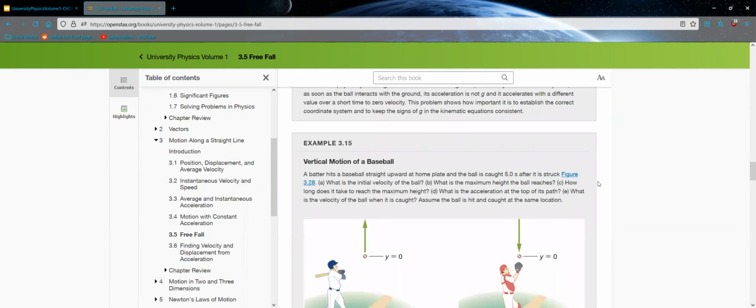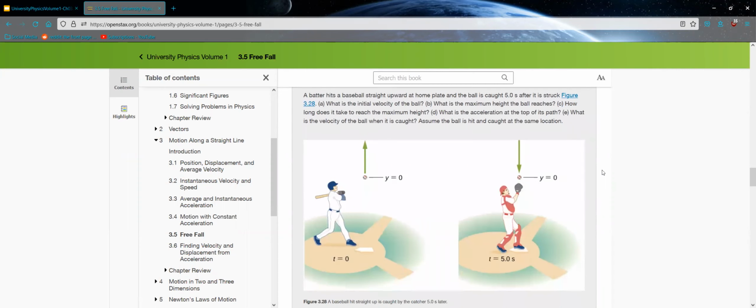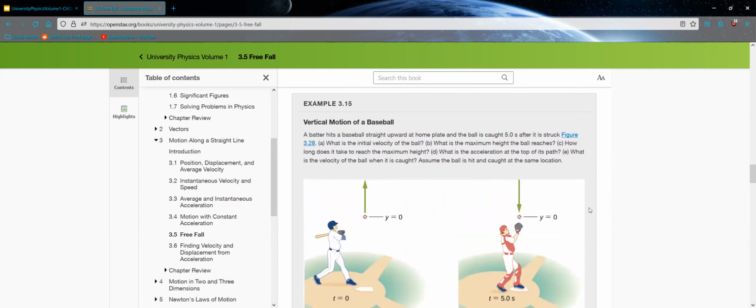So here we go. A batter hits a baseball straight up at home plate, and the ball is caught 5 seconds after it is struck. Hopefully this picture really helps explain that. What is the initial velocity of the ball? What's the maximum height the ball reaches? How long does it take the ball to reach its maximum height, its apex, right? What's the ball's acceleration at the top of its path? And what is the velocity of the ball when it is caught?